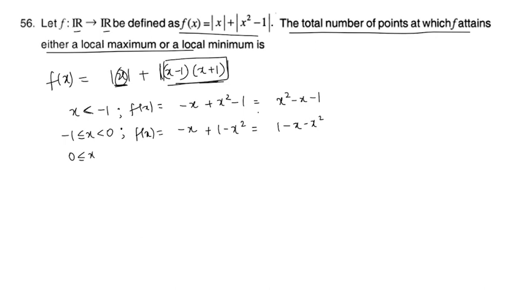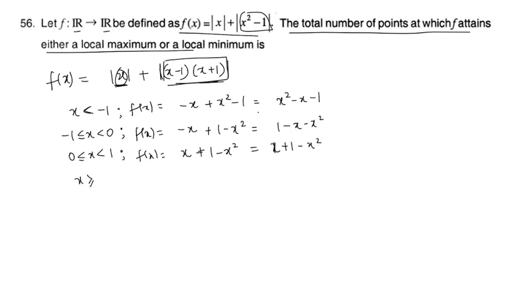The third interval, as we just keep going, is between 0 and 1. And in this interval, mod of x is just going to be equal to x, since x is now positive anyways. And x squared minus 1, well, that's still going to be negative. So its absolute value will be equal to 1 minus x squared. So this will be x plus 1 minus x squared.